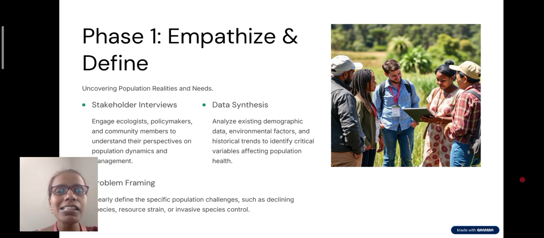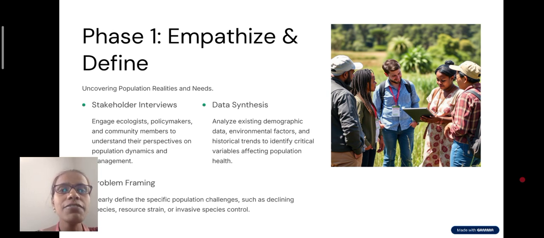For that, clearly we need to define the specific population challenges. What is the problem they are really having? They need the solution, right? Such as declining species, resource strain or invasive species control.